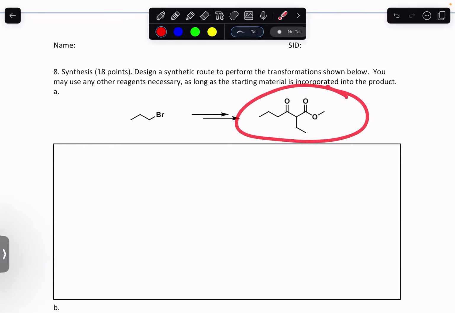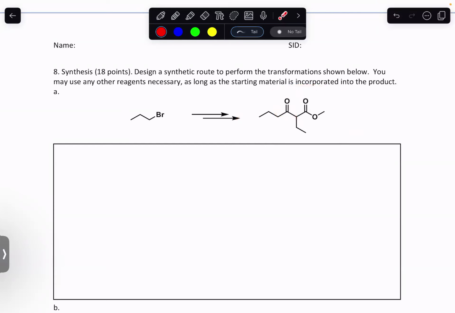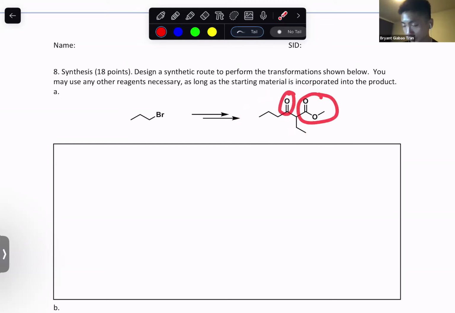So I see an ester, looks like a ketone, and then maybe an ethyl group. Yep, ester and ketone. But the ethyl group is just an R group. It's not considered a functional group. It's just a hydrocarbon chain. Okay, but that is an ethyl group there. But the functional groups are ester and ketone. Right, got it.